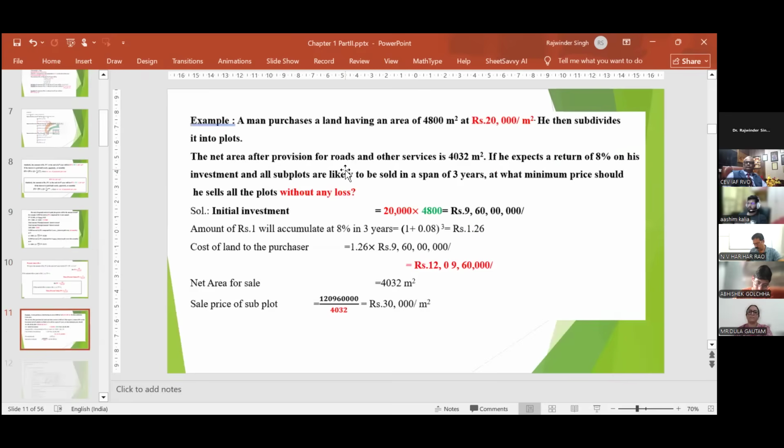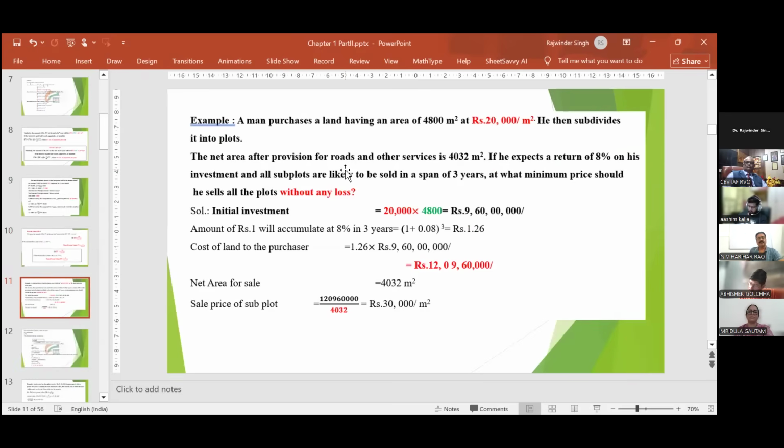We will take an example that will make things more clear to you. A man purchases a land having an area of 4,800 square meter at rupees 20,000 per square meter. He then subdivides it into plots. The net area after provision for roads and other services is 4,032 square meter. If he expects a return of 8% on his investment and sells all the subplots in a span of 3 years, at what minimum price should he sell all the plots without any loss?